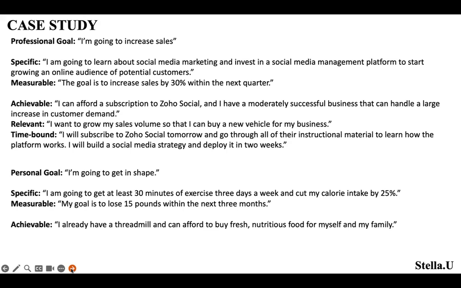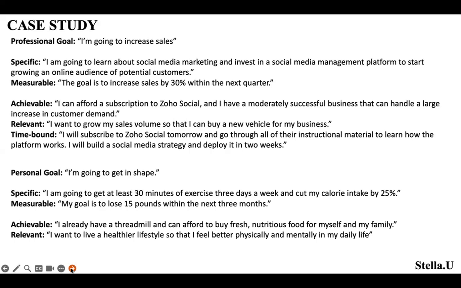There's a goal to lose 15 pounds. And then achievable, how do I do this? The person says, okay, I already have a treadmill and I can afford to buy fresh and nutritious food for myself and my family. I already have a treadmill, and instead of maybe eating junk and all of that, I can afford to start eating healthy. These are the things that will help the person achieve the goals. These are the resources.